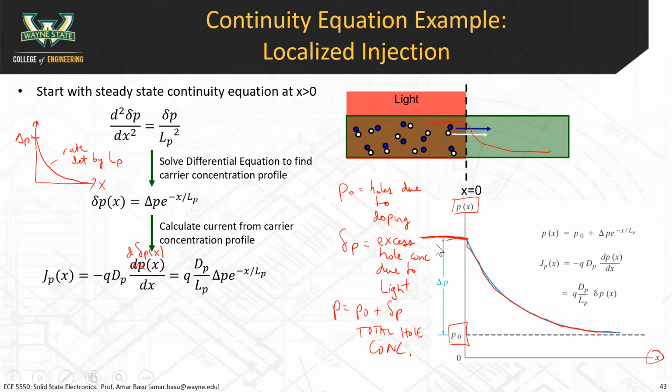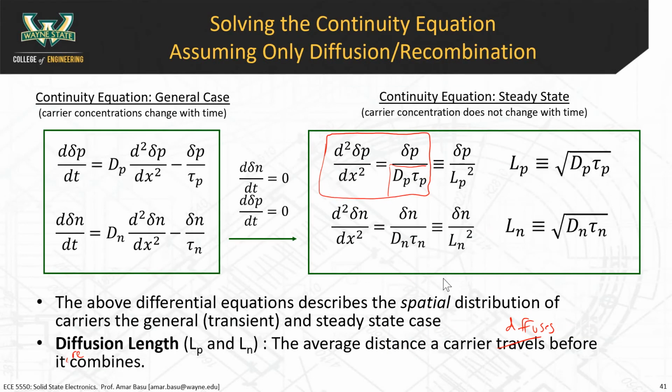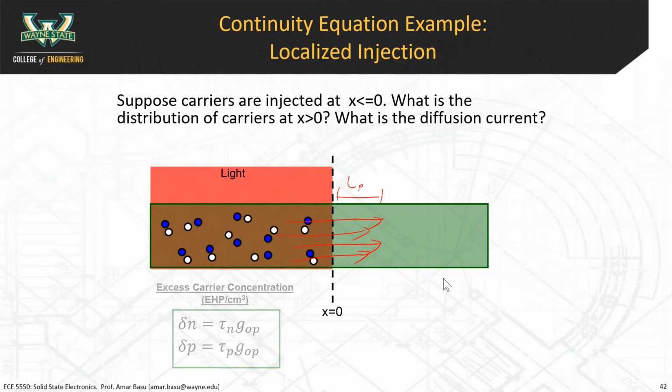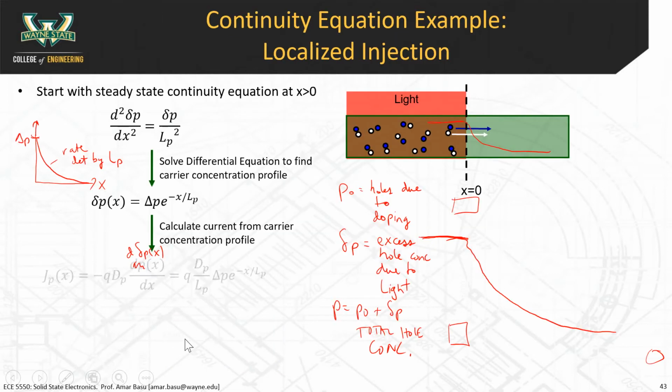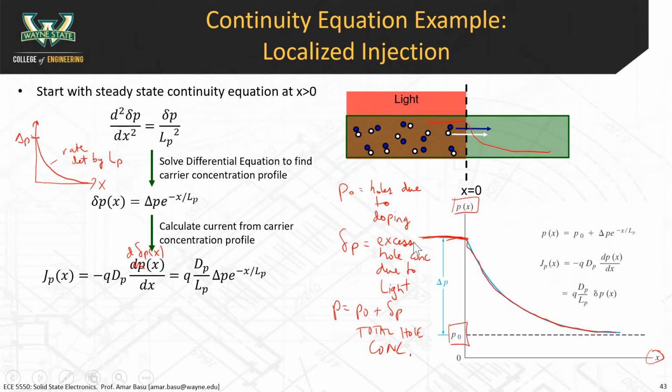This delta p can be calculated with the equations that we saw earlier in last class. Delta p is equal to tau_p times G_op. This is a steady state light source. So this generates a certain excess carrier concentration. So that's what this is equal to.